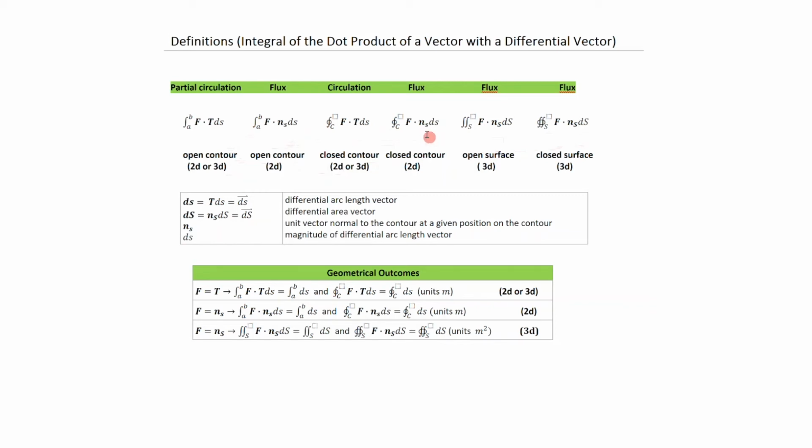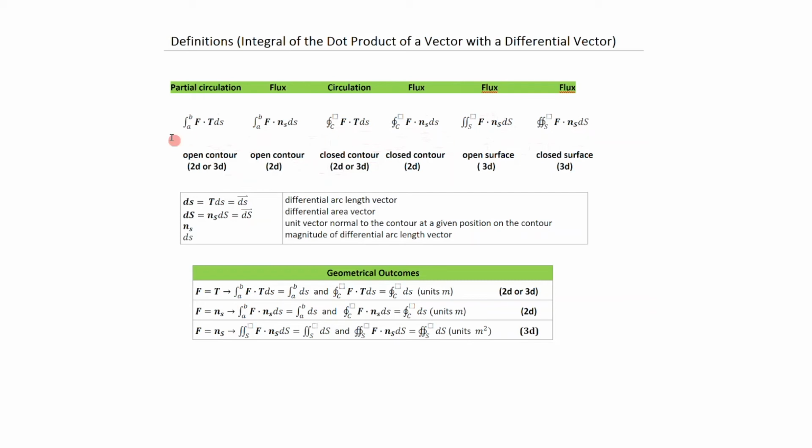Differential length perpendicular to the contour. This is a differential surface area perpendicular to the surface. Same here. The only difference is this is an open contour and this is a closed contour. These would be 2D, 2D, and this is a surface in 3D. This is an open surface, whereas this would be a closed surface.